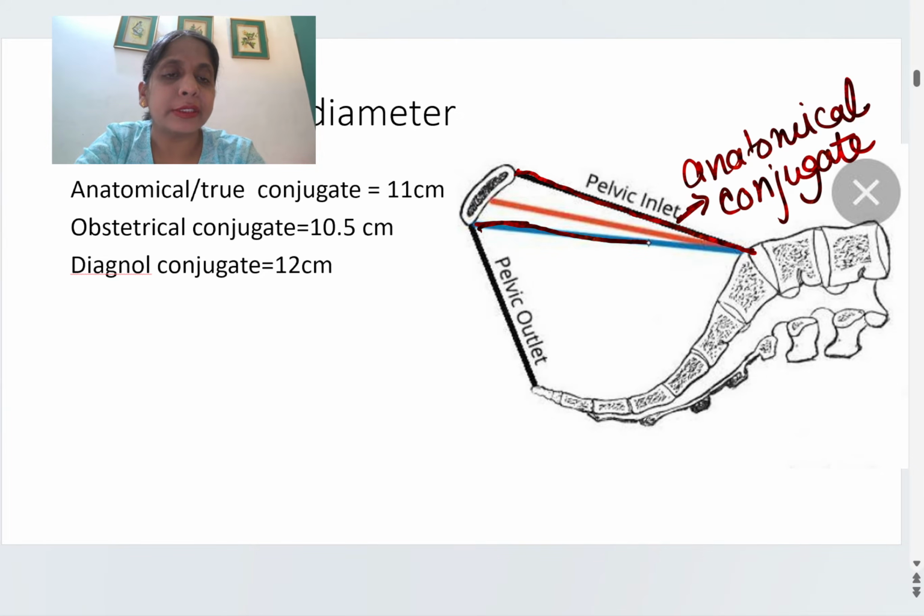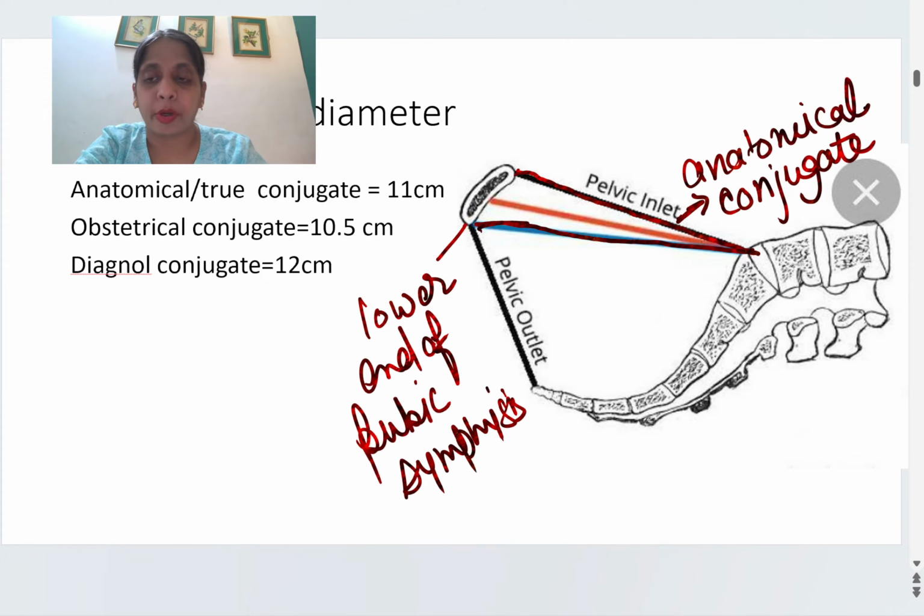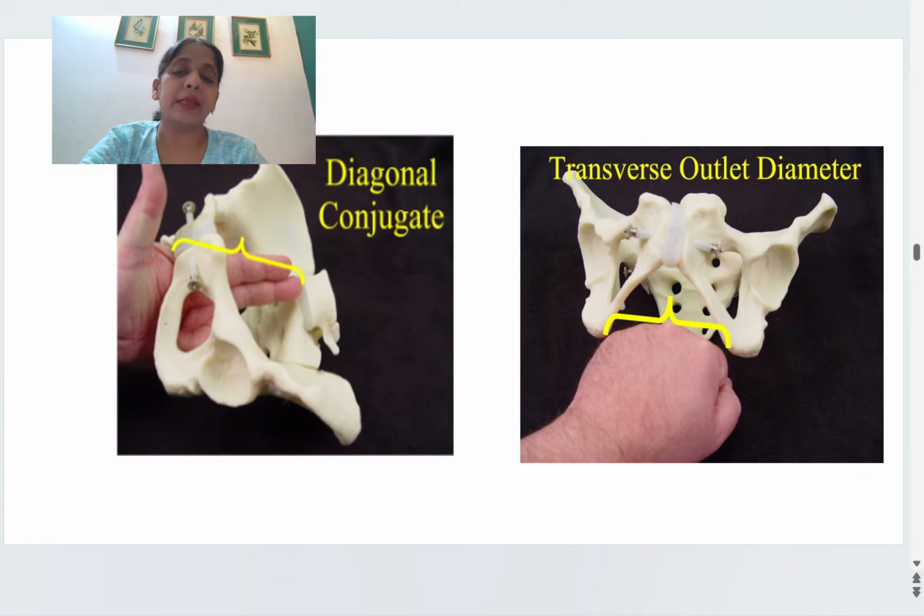See this diameter, the one which is at the lower end of the pubic symphysis and going up till the tip of the sacral promontory. Now this is the lower border of the pubic symphysis, and the finger is going up till the tip of the sacral promontory, and this is measured. So we can measure this diameter. See, we have measured the diagonal.